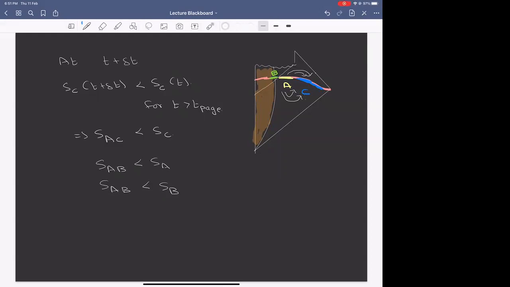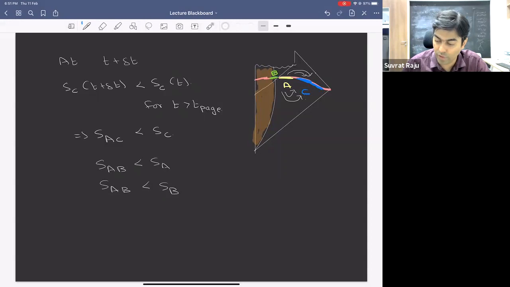Right, and just another question. The fact that these degrees of freedom are moving from region A to C is also true before the Page time, right? It is also true before the Page time, but this is the inequality that is not true before the Page time. Before the Page time, SAC is larger than SC. So this inequality is only true after the Page time. Before the Page time, the inequality is reversed: SAC is larger than SC. After the Page time, this is the inequality. So that's the important part of the Page time.